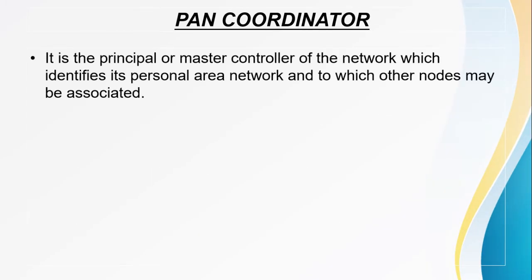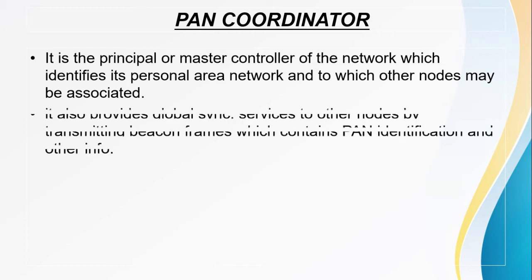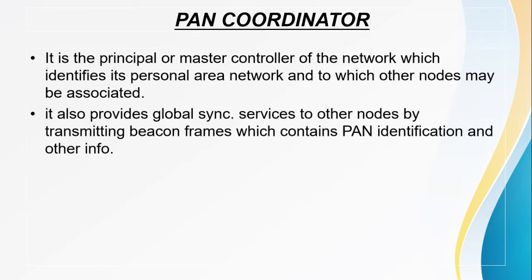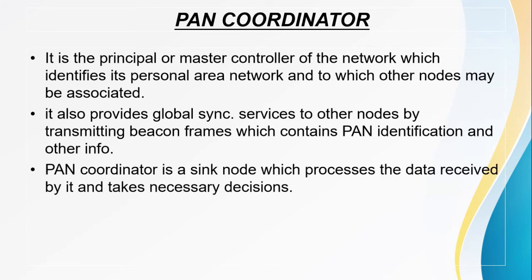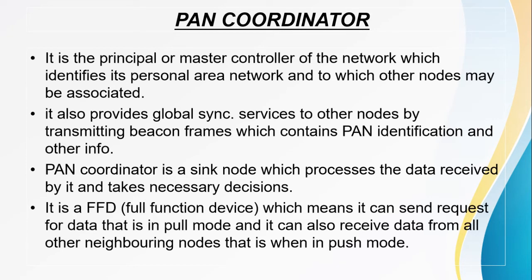PAN coordinators. It is the principal or master controller of the network which identifies its personal area network and with which other nodes may be associated. It also provides global synchronization service to other nodes by transmitting beacon frames which contain PAN identification and other information. The PAN coordinator is a sink node which processes the data received by it and takes necessary decisions. It is a full function device, which means it can send requests for data, that is in pull mode, and it can also receive data from all other neighboring nodes when in push mode.